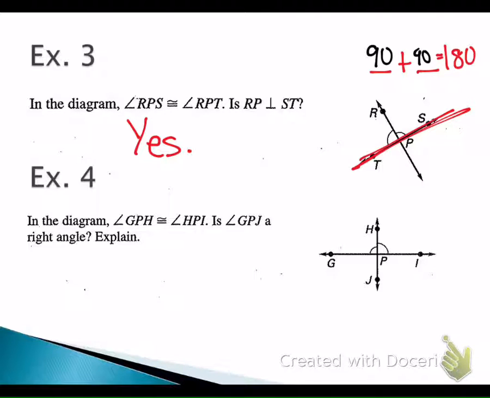Example 4 in the diagram, so similar setup, angle GPH is congruent to angle HPI. Now they're asking us, though, if this angle down here is a right angle. Is this guy a right angle? You're saying yes. We need to explain. So is this guy a right angle? We said yes, but now we have to explain. How do I know that that's a right angle?